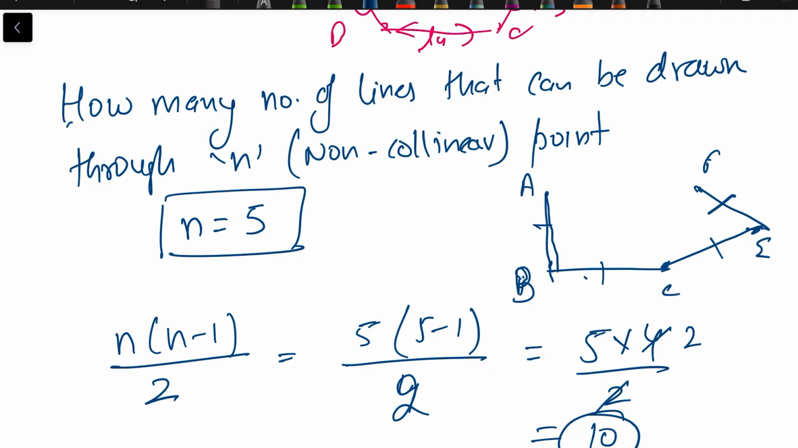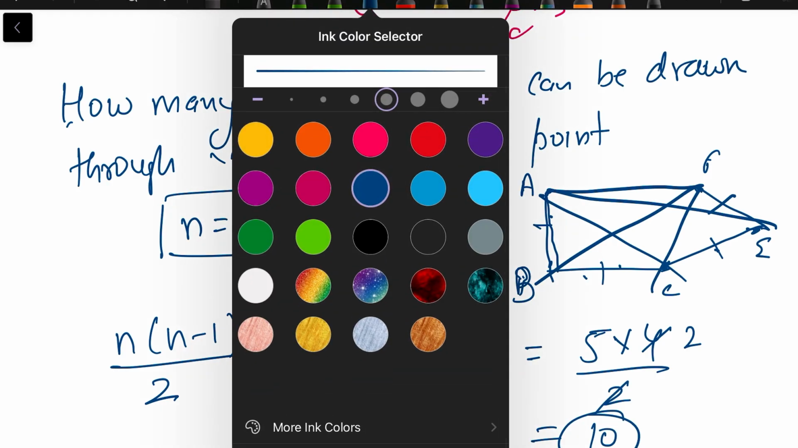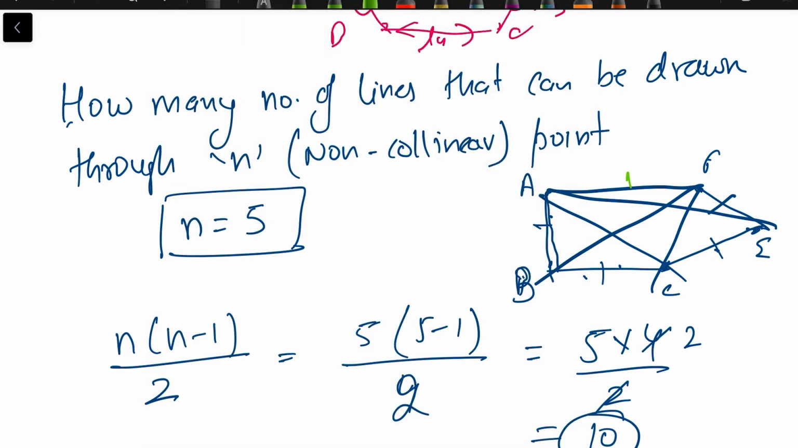So how can we do it? 1, 2, 3, 4: we have 4 lines here. Another is 5, 6, 7, then 8, then 9. Let's count this one now. How many lines do we have here? This is 1, 2, 3, 4, 5, 6, 7, 8. Then we have here 9, this is the ninth line. Did we miss any? The total number of lines that we can draw is 10.